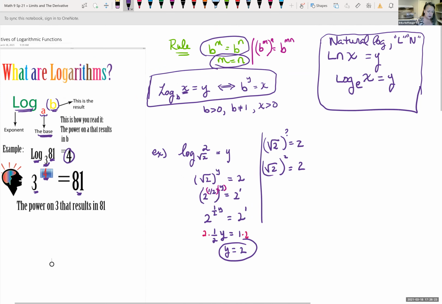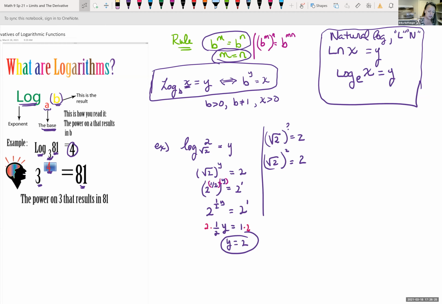The other one, but a lot of times we really want to use natural log, would be log if it doesn't show a base. If no base is shown, then it's known to be base 10. So 10 to what exponent would give you back x?